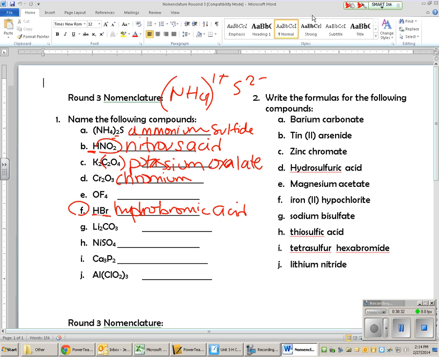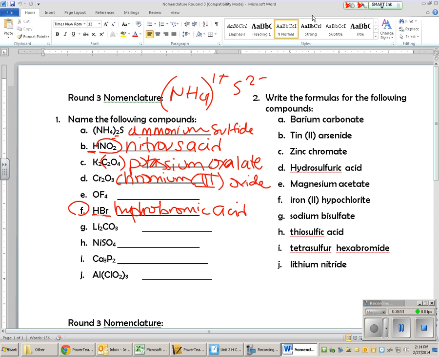I need to know the charge of chromium. That's what I'm asking. Chromium 3. Chromium 3. How do I know I have to do that? Because chromium is a transition metal, and it has one of those ones with variability in its charge. So it's chromium 3 oxide.